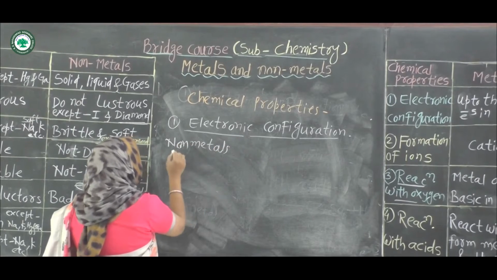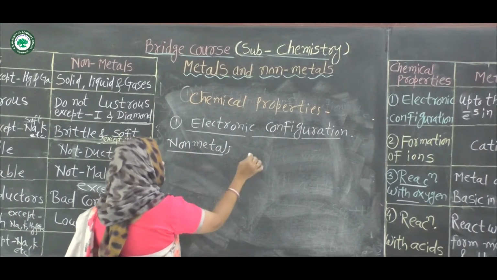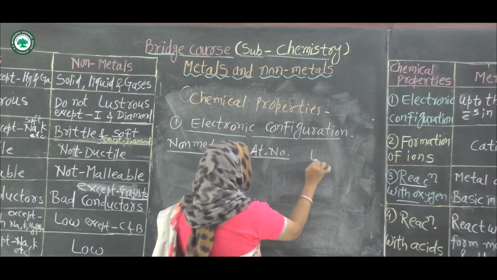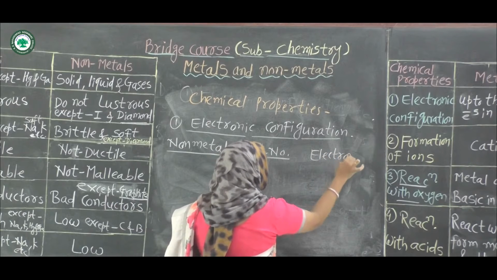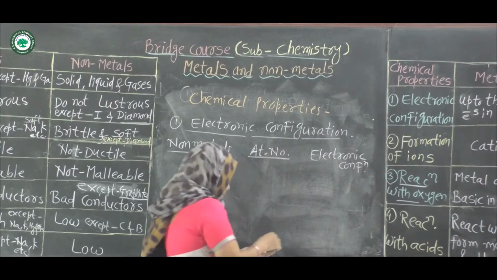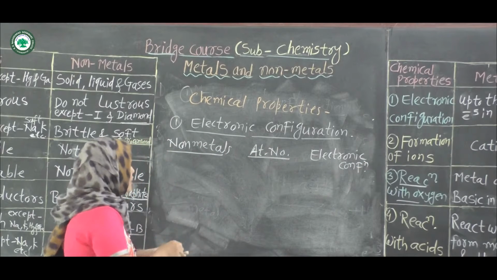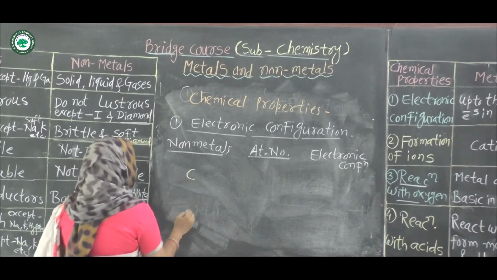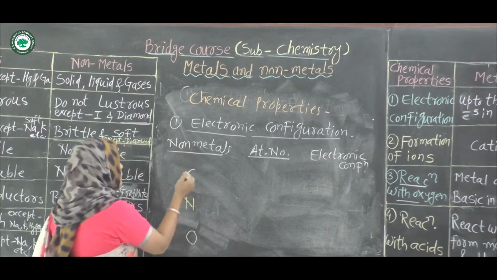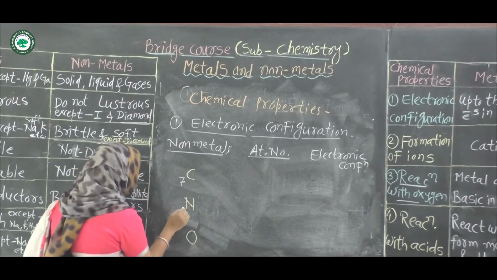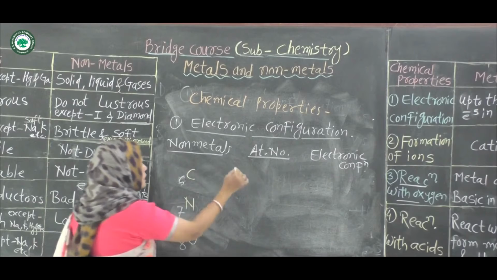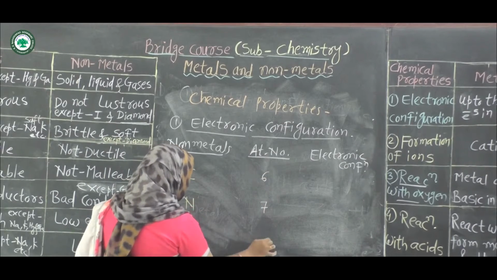Non-metals ची आपण chemical property पाहतोय. Non-metals, atomic number and electronic configuration. Which are the non-metals? We know that carbon, nitrogen, oxygen. Carbon has atomic number 6, nitrogen 7, oxygen 8.